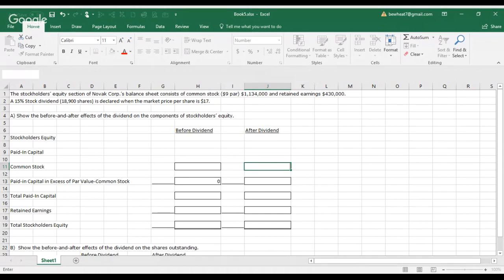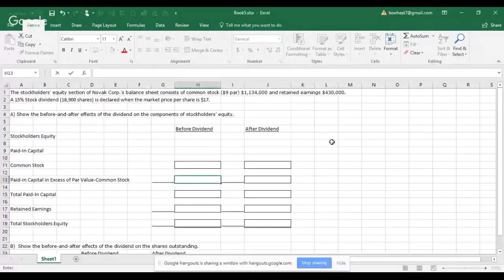Hey everybody, today in this problem we're going to show the before and after effects of the dividend on the components of stockholders' equity. We've got our information up here in the paragraph, and I like to put in my titles first in this type of problem. So we've got stockholders' equity, paid-in capital, common stock, paid-in capital in excess of par value, common stock, total paid-in capital, retained earnings, and total stockholders' equity.